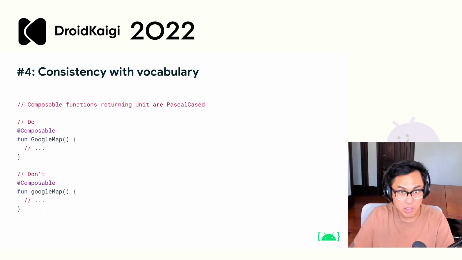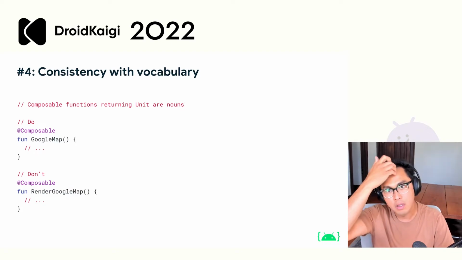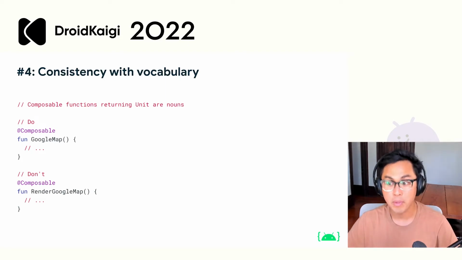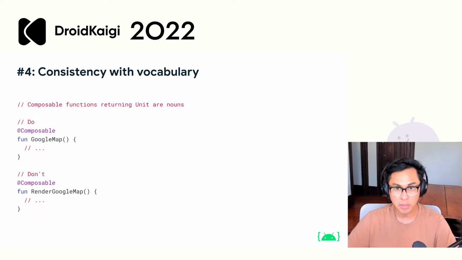One way is through vocabulary. So composable functions that return unit are uppercase Pascal case. So we say capital G GoogleMap and not lowercase g googleMap. The reason this naming convention was chosen is to re-emphasize that composable functions are declarative entities, so they follow the same naming rules for classes. Composable functions that return unit are also nouns. So we say simply GoogleMap and not a verb followed by a noun like renderGoogleMap or showGoogleMap.